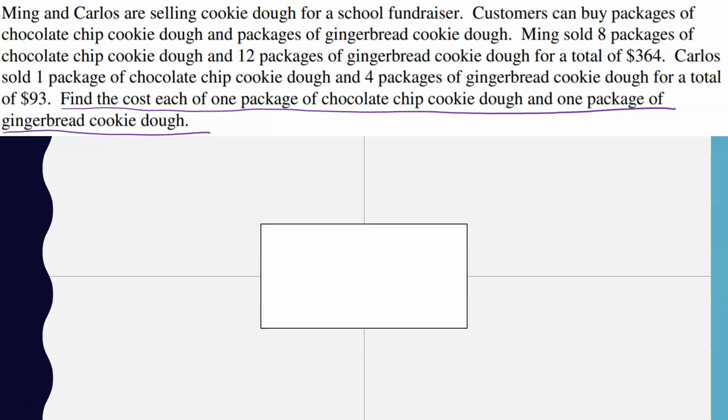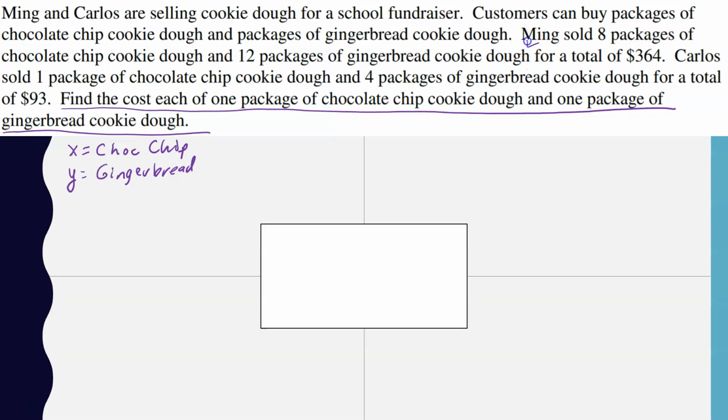Okay, so rather than using the Frayer model, even though it's here, I would just underline that question so I remember what I'm looking for. I would still identify my variables. We're talking about chocolate chip cookie dough and gingerbread. So I'm going to identify x as chocolate chip and y as gingerbread. But now instead of writing my equations in each of the boxes, this visual helps me remember I need to come up with 2 equations.